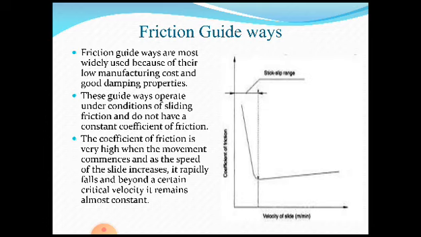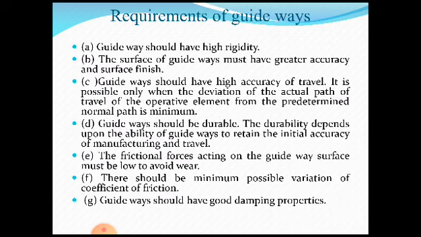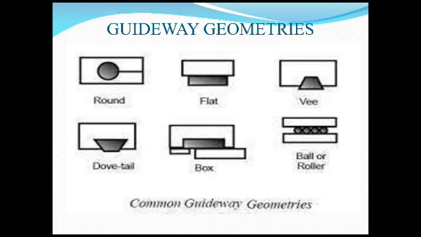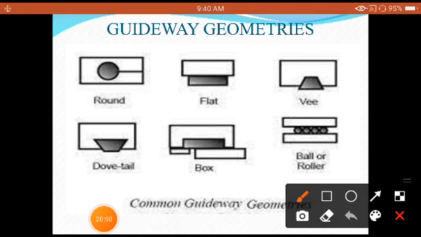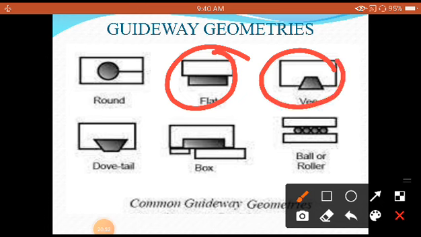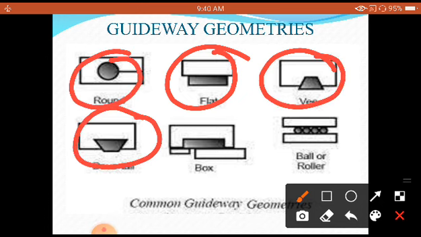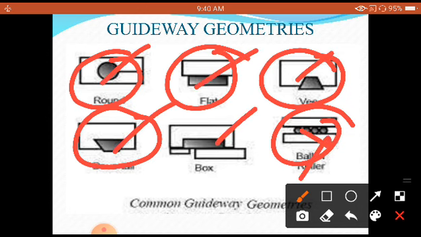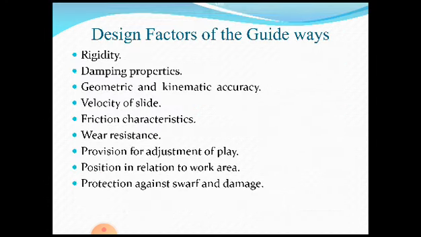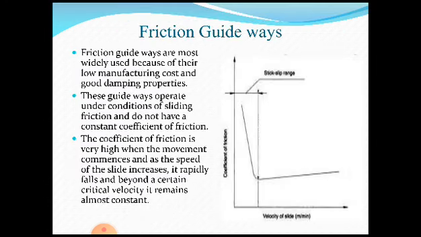These guideways operate under conditions of sliding friction and do not have a constant coefficient of friction. This is a very important point to be noticed here. Going back to the figure, you can see clearly that there is a direct contact here, here, and here, except this one. In all these guideways, there is a direct contact between the moving element and the stationary element. This is responsible for creating more friction whenever the movement takes place.